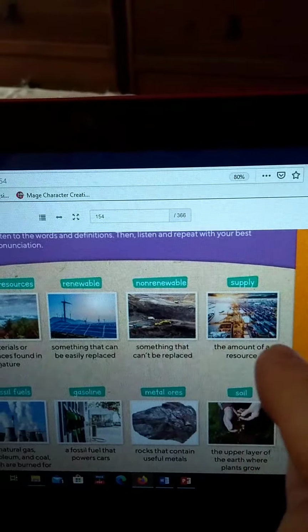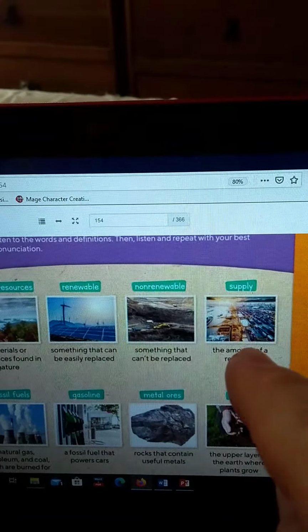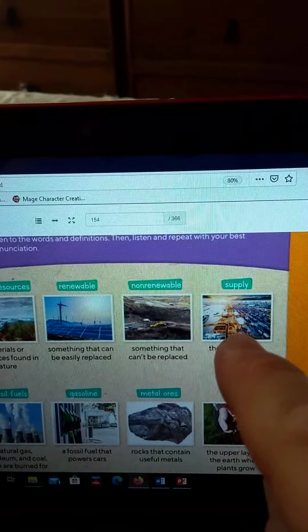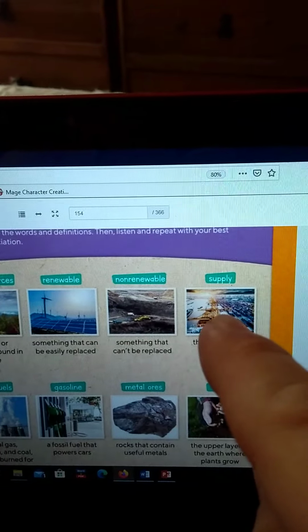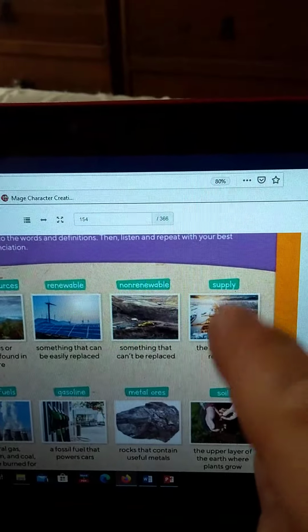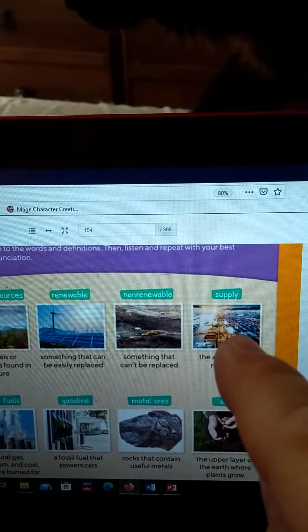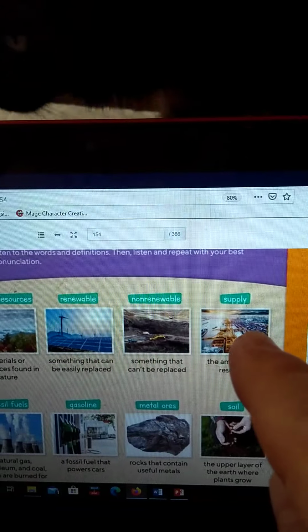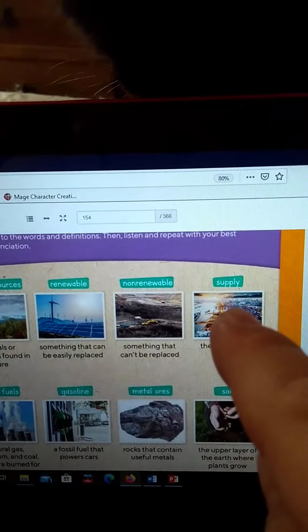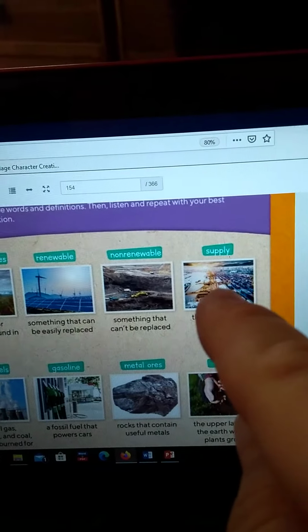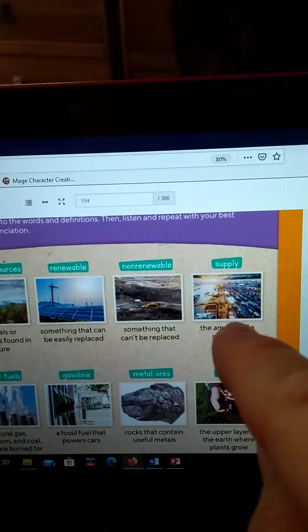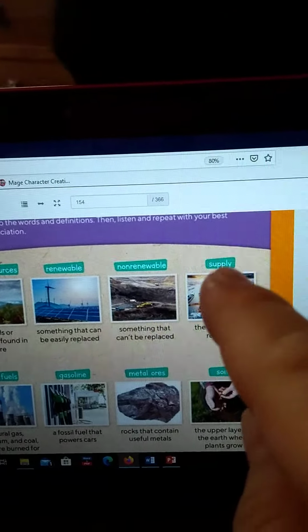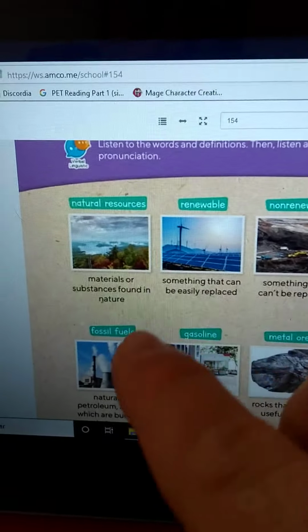Supply, the amount of a resource. For example, right now, your supplies. How much food do you have in your cupboard? How much water do you have available for you? That's the supply, okay? For example, I can tell you I have like 3 kilograms of cat food. Speaking of cat, I have around 10 cans of tuna. Okay, so that's my supply. It's just an example, I'm not giving you everything.